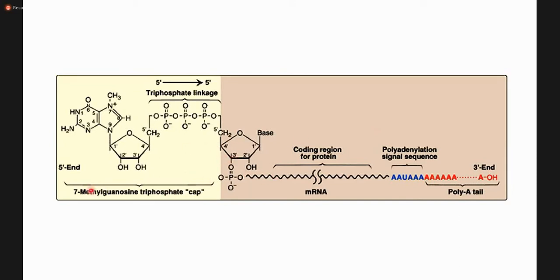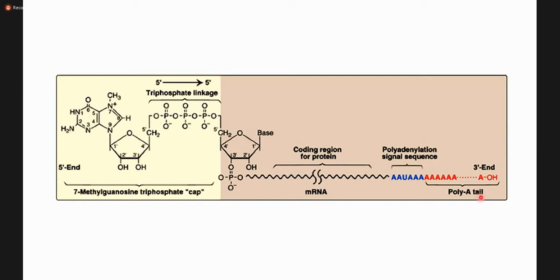It has a 5' end at which it is being capped with the help of the 7-methyl guanosine triphosphate. It is a cap structure. It is an unusual triphosphate linkage, a backward 5' 5' linkage, and it is just to protect the messenger RNA from the nucleases enzymes.